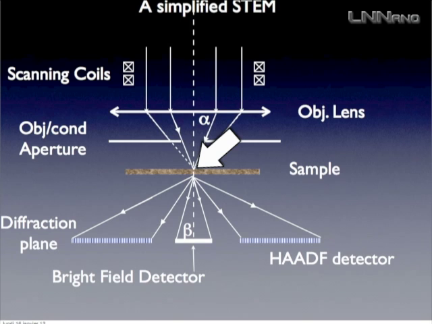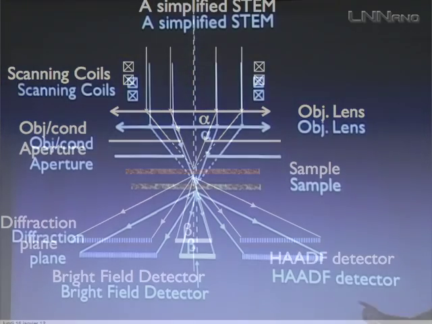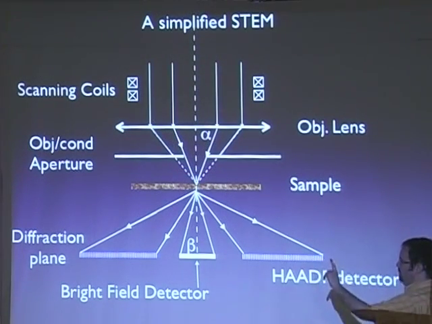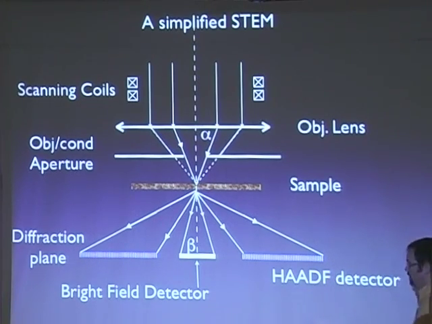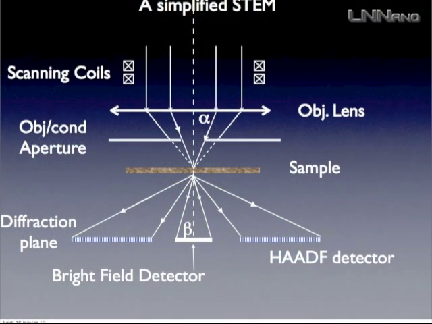You form this probe, and you put some detector at high angle. This one is a high angle annular dark field detector. Annular is just because this is a cross section, but in reality you have a circle, a ring. Or you have the bright field detector, which is just along the optical axis.